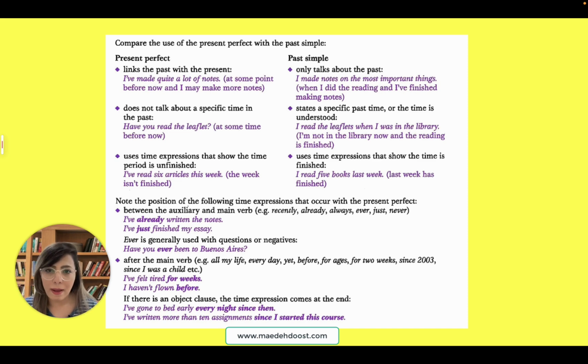Present perfect does not talk about a specific time in the past, so we don't know the exact time. We don't know the exact time at all in present perfect. Have you read the leaflet at some point before now? Have you studied English at some point before now?